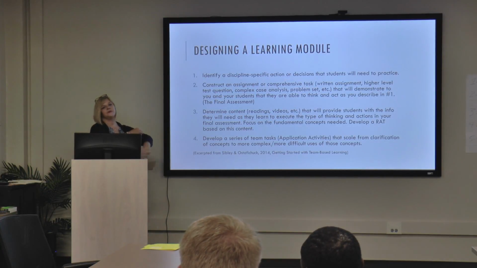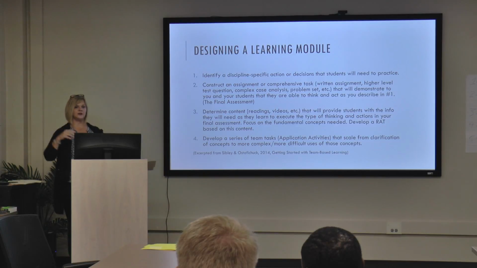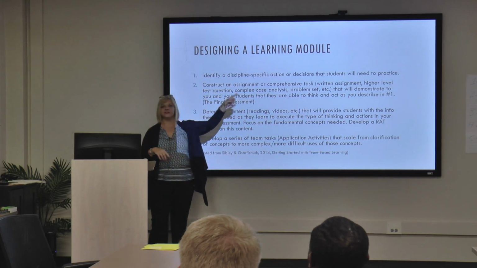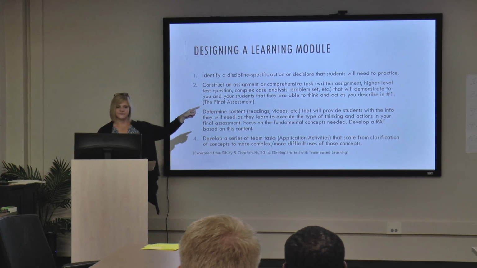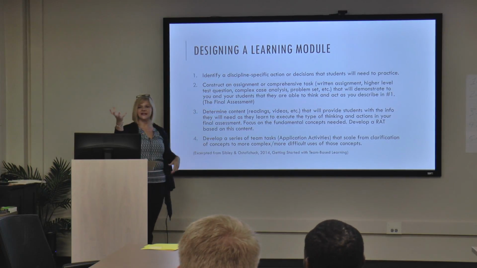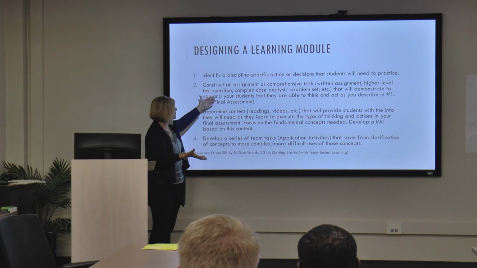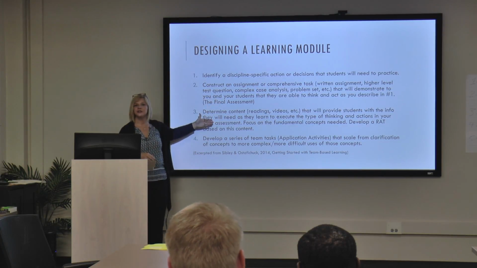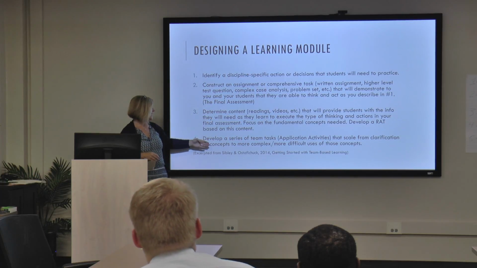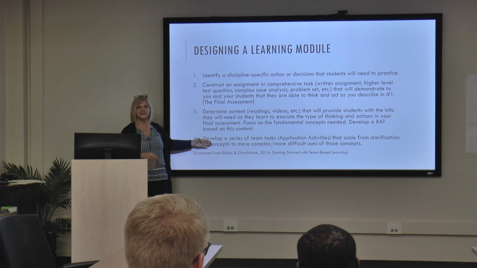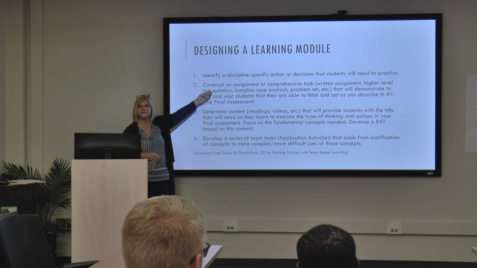All right, so if you're looking at a module, an entire module, what's the discipline-specific action or decision that the student needs to practice? Then you can think of how would I assess that at the end of that module? What would be the hardest thing I would ask them to do? And then you build backwards toward what do they need to read or watch to prepare for that? What would I test them on? And then also, what other activities can I do to move them toward that?